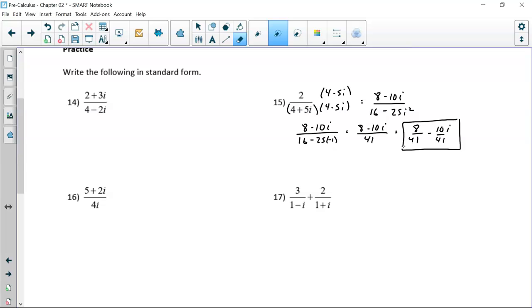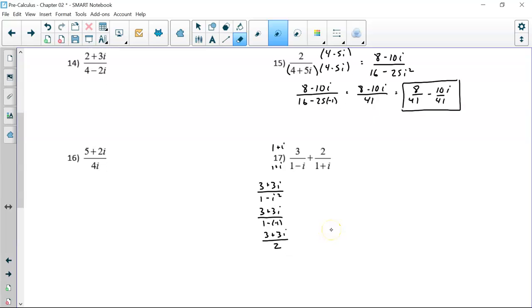So what we're going to do is treat them as two separate problems and then add them up at the end. So I'm going to get rid of I in the first fraction by multiplying by the complex conjugate, 1 plus I over 1 plus I. So we distribute the 3: 3 plus 3I over 1 plus I times 1 minus I, which is going to be 1 squared minus I squared. So we have 3 plus 3I over 1 minus negative 1. That's 3 plus 3I over 2.